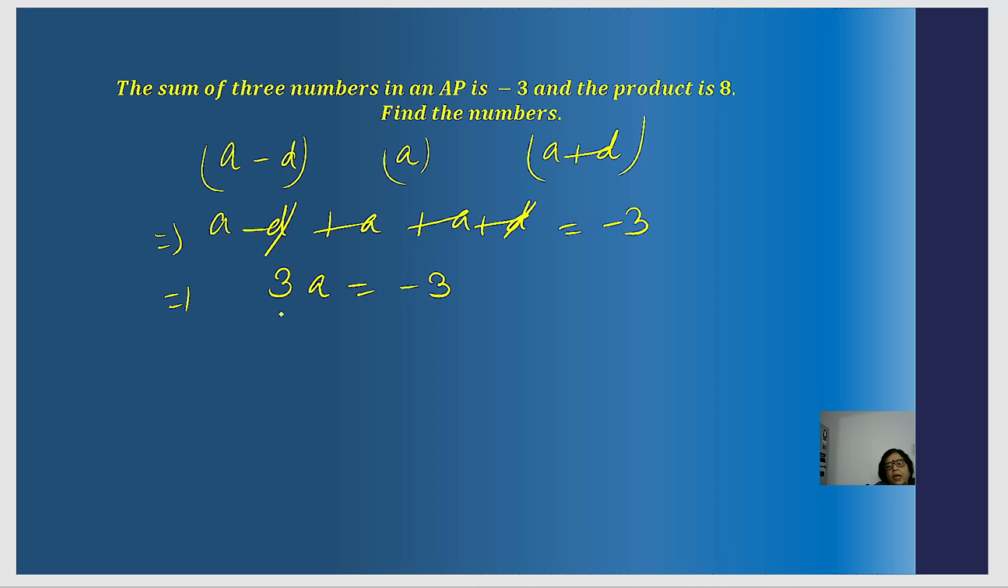So this means that a is equal to negative 1. So we easily get the value of a if we proceed with a particular selection of terms. If you remember this, try to apply the selection of terms so that your work becomes easy.